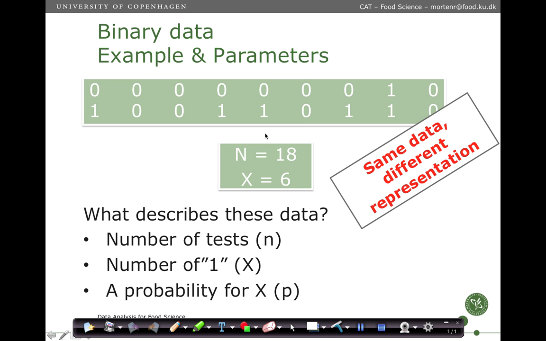Here we see the same data, just in another representation. Up here we have 0s and 1s, and down here we have an n, indicating how many measurements there are, and an x, indicating how many of them are positive. So 1, 2, 3, 4, 5, 6, 7. So 6 positive. In order to describe these data, we only need 3 things. We need the number of tests, n, we need the number of 1s, the observed x here, and then a probability for x, that is, of observing a 1 in a single trial.